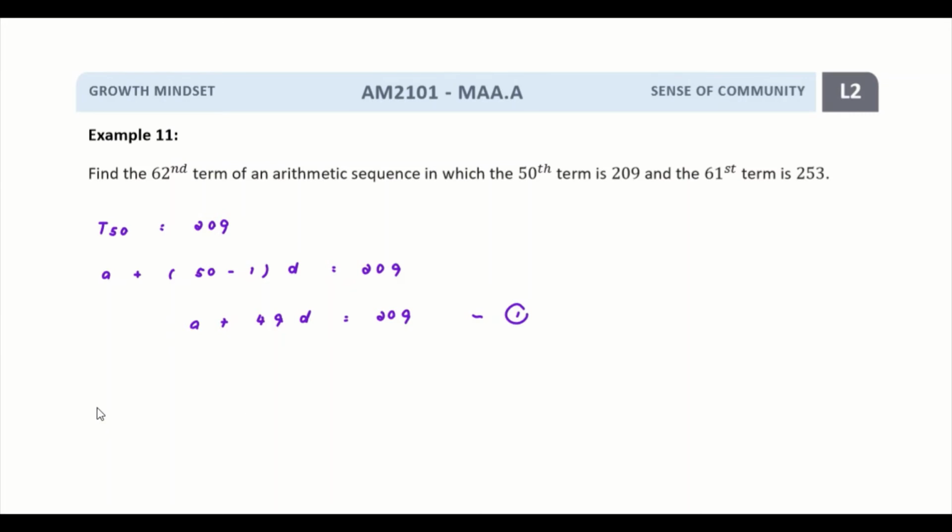Okay, so now move on to the second one. T61 is 253. So a plus, same thing, if you already know n minus 1 times d, then it's going to be 60d. But let's try to just write down everything in complete form. So a plus 60d will be equal to 253. So that's our second equation.